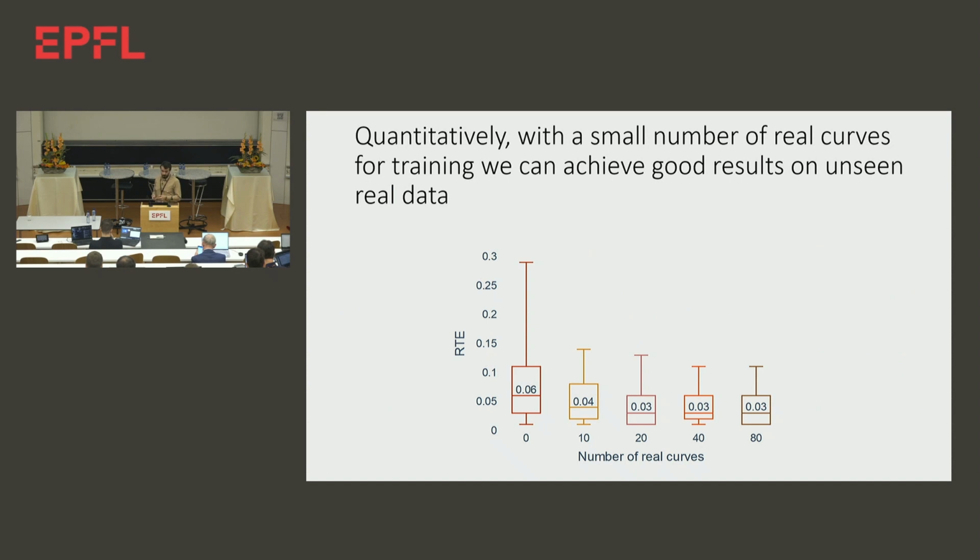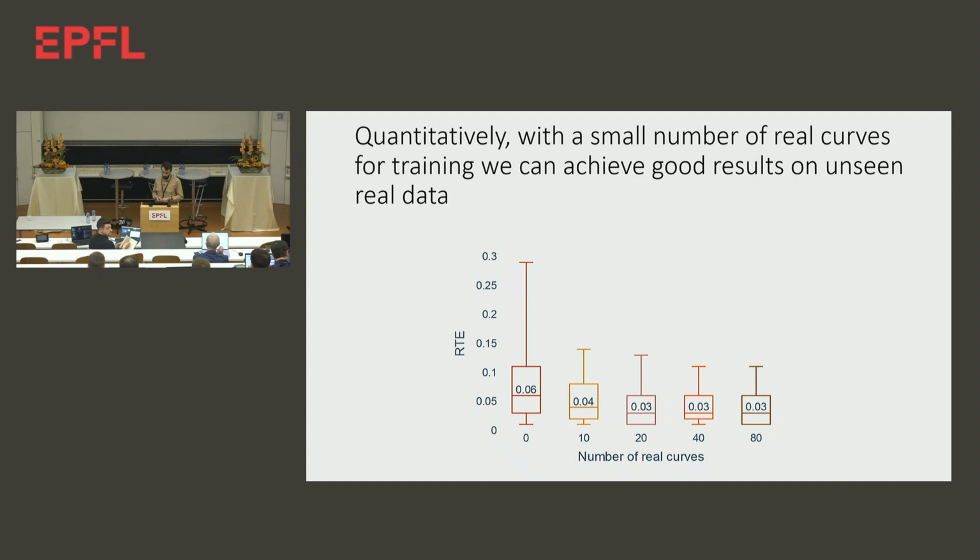We also did a quantitative study on these real curves. NASA has a data set of around, I think, 80 real batteries, so we had this nice data set to test on. We used some of these curves for training and some for actually testing. So we did this analysis of how the performance improves when we are fine-tuning with more and more real curves.